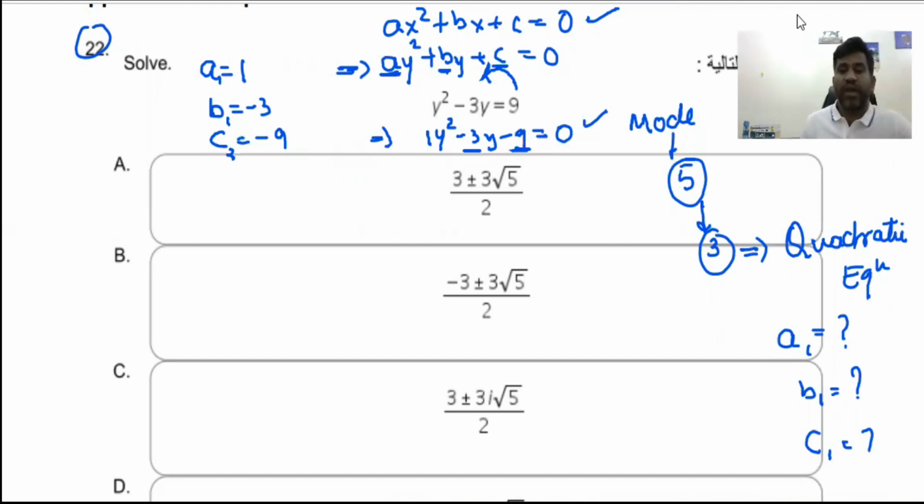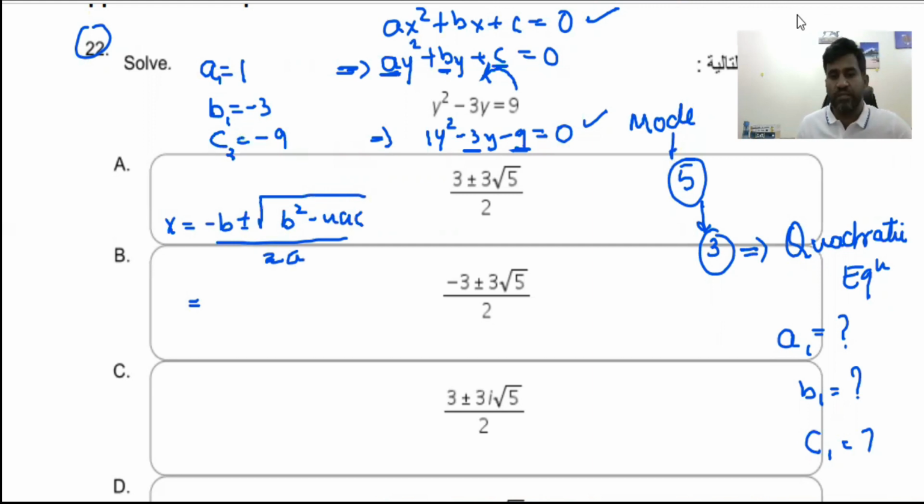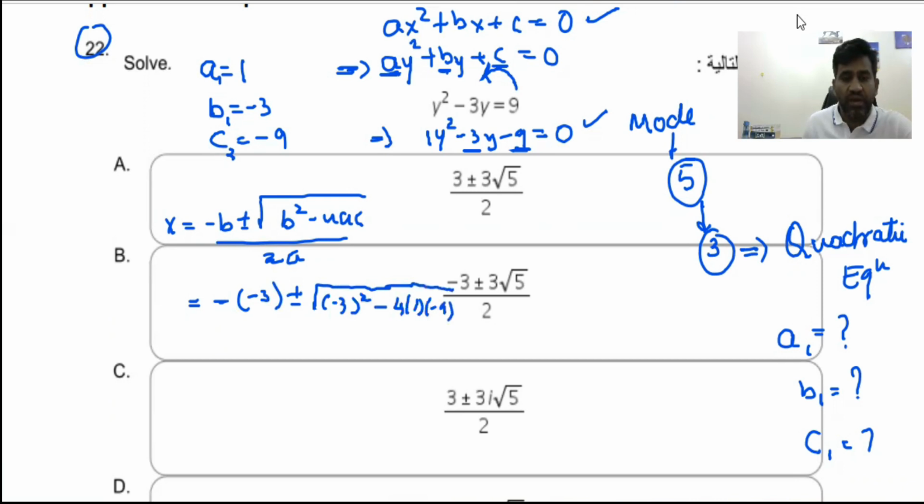The quadratic formula says x = (−b ± √(b² − 4ac)) / 2a. This is the quadratic formula. I simply need to insert the values of a, b, c which we have written and simplify. The minus sign is already there, the value of b is −3, plus or minus the square root of (−3)² − 4 times a, which is 1, and c is −9. This entire bracket over 2 times the value of a, which is 1.